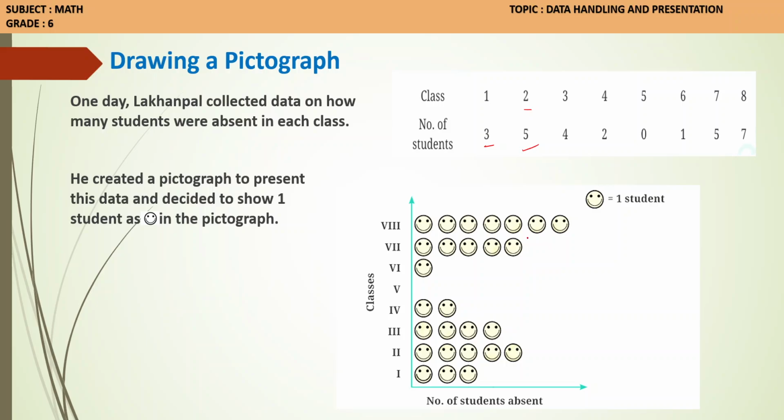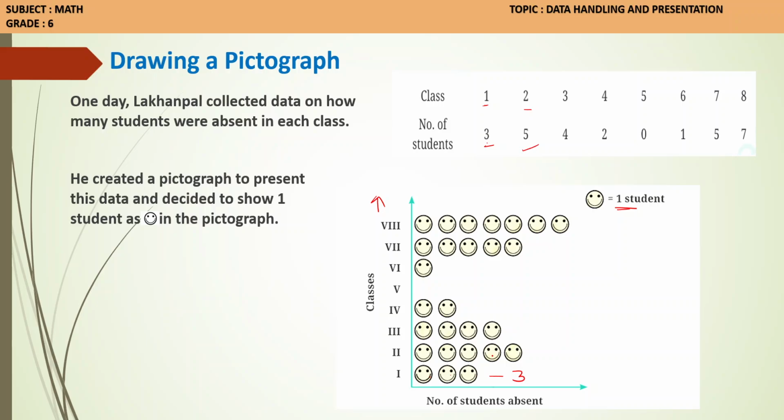See here, the horizontal or x-axis will represent the number of students absent. The y-axis will represent the classes. So for grade 1, how many students were absent? 3. What is the indication of one smiley icon? One student. So 1, 2, 3. So 3 students were absent.